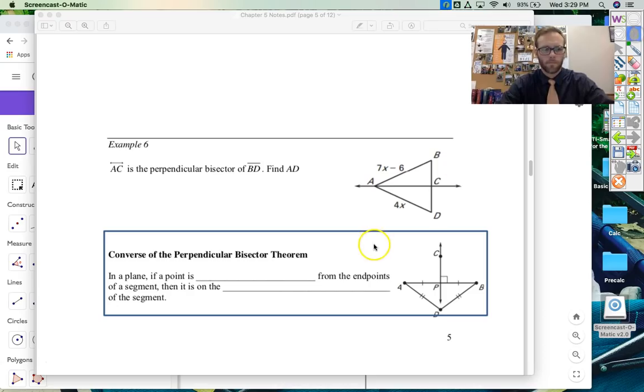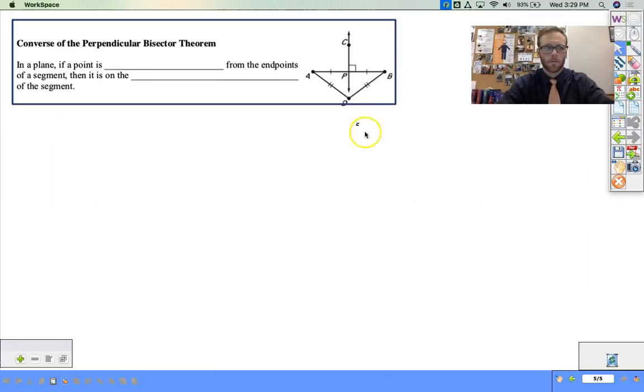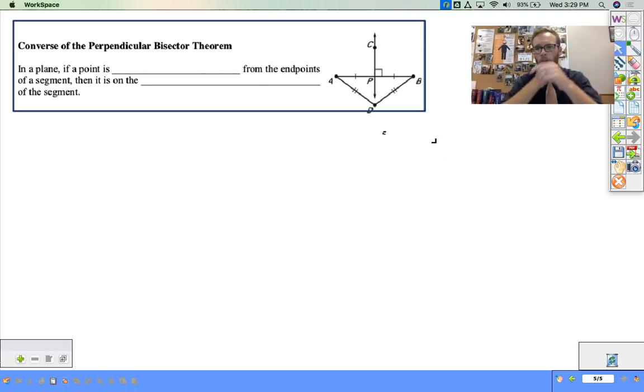All right. So now, hey, we saw this in our lesson yesterday. Here comes the converse. Okay, take our if-then and switch it. Originally, we said if it's on the perpendicular bisector, then it's equidistant from the endpoints. Converse that, flip it. If it's equidistant from the endpoints, then it's on the perpendicular bisector.